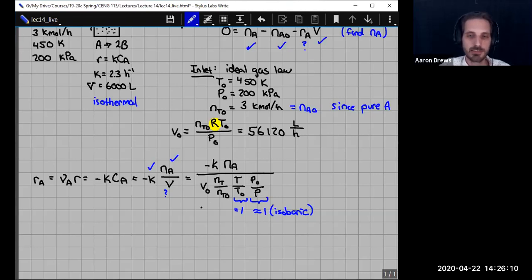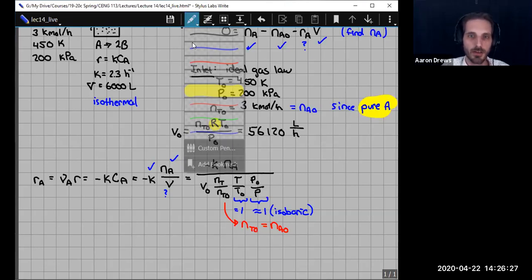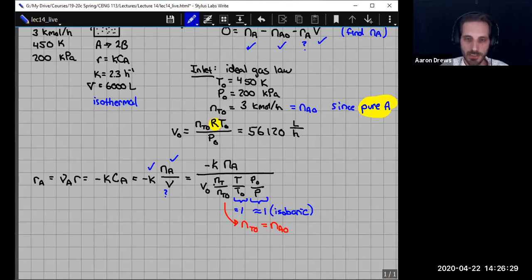The N sub T over N sub T zero: let's start with N sub T zero. N sub T zero in this case happens to be equal to N_A0 because we said a moment ago that this happened to be pure A. So we got lucky there, right? We don't have to do any more math in order to calculate N sub T zero. The other one though, N sub T, usually requires some effort.